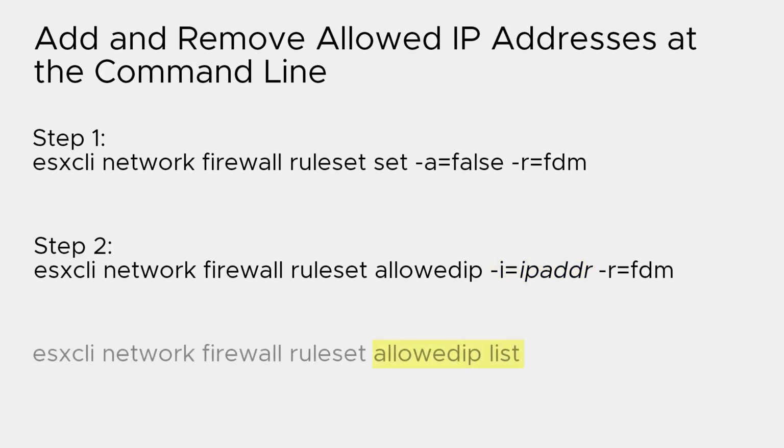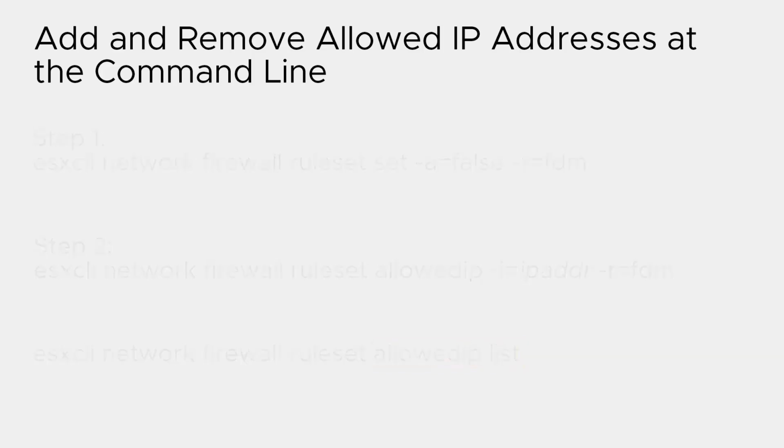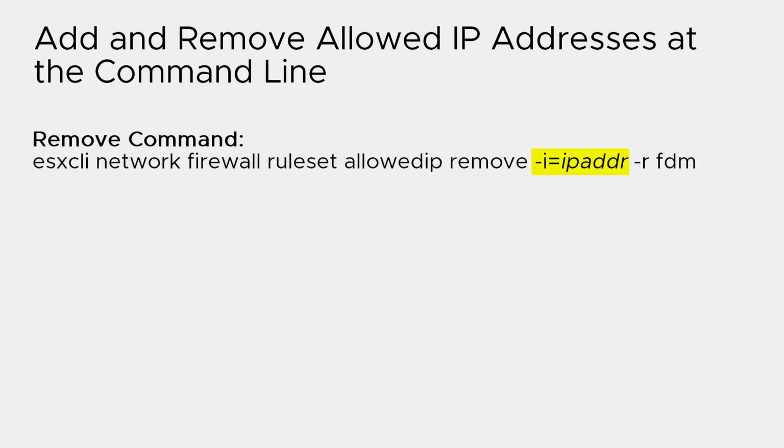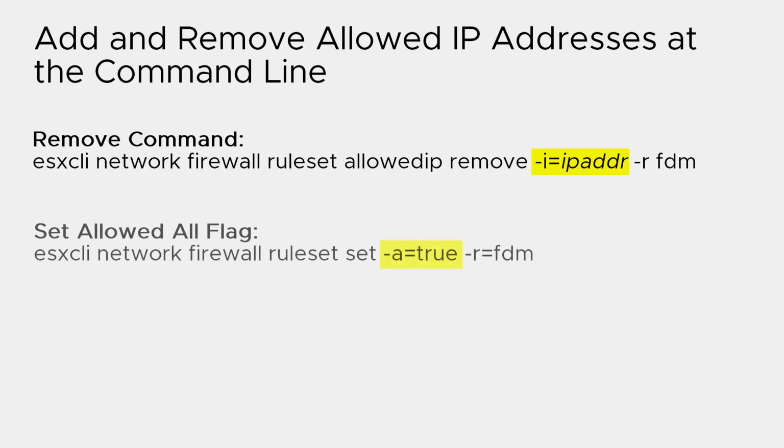You can view the IP addresses that can access each service by using the Allowed IP List command. To remove allowed IP addresses, run the remove command, specifying the IP addresses with the -I flag, or reset the allowed all flag to true.